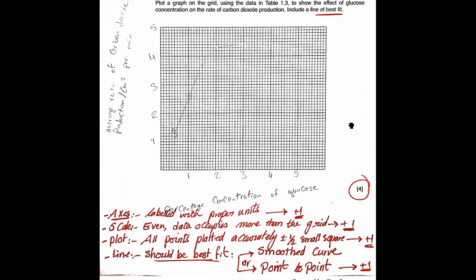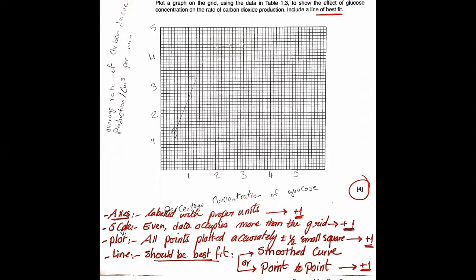Labeled with proper units. The orientation of the axis should be put in consideration, and it's very, very important. The independent variable will be on the x-axis and the dependent variable on the y-axis. This is the main point regarding the axis. And the units. If you do not put the units, you're going to be penalized. So here we have point number one.